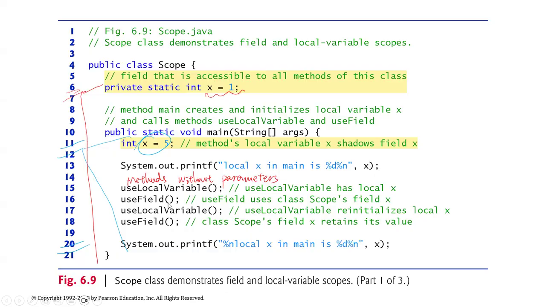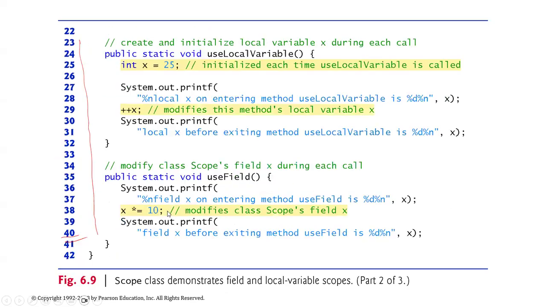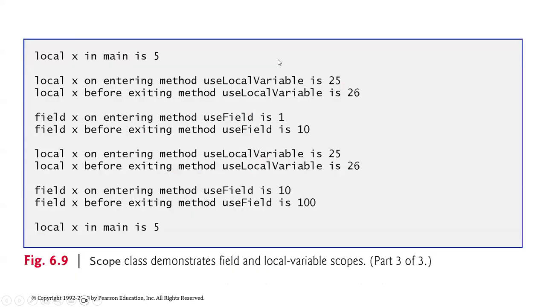As you can see, no parameters, right? We just call the method. Here it is the local variables method. And that's it. That's the scope X.